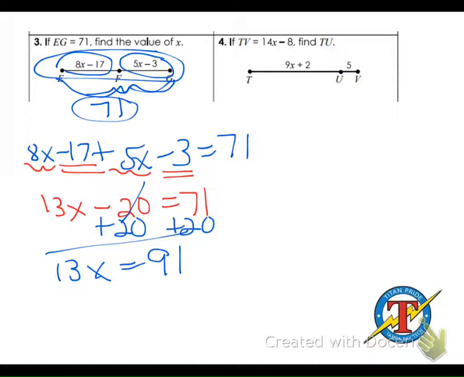Divide by 13 on both sides. I'm guessing that is 7, but I'll check it in my calculator. 91 divided by 13 is 7.